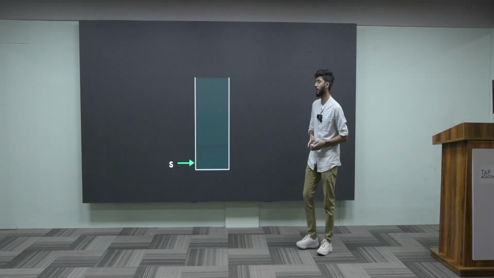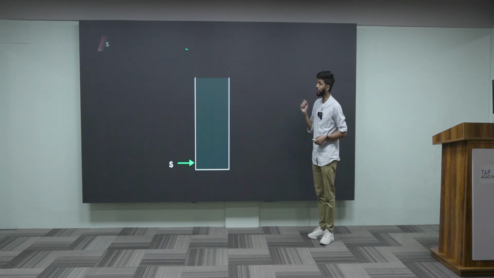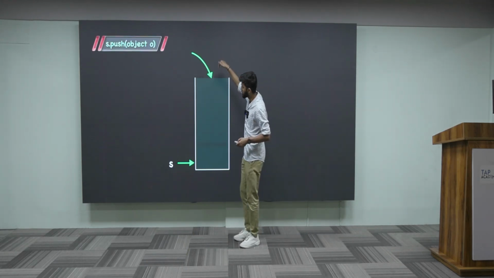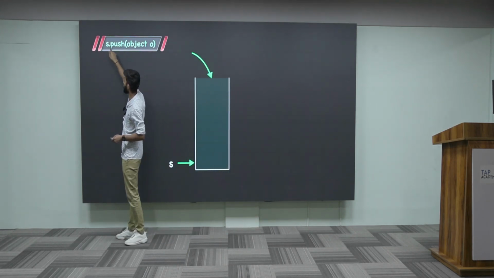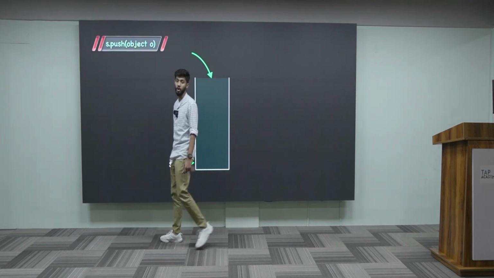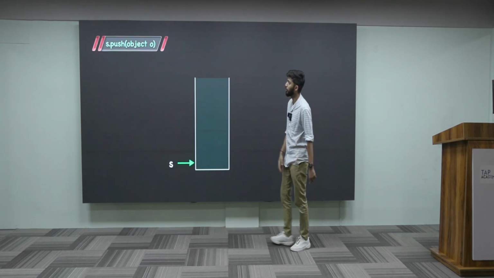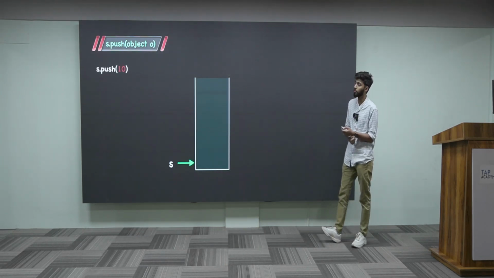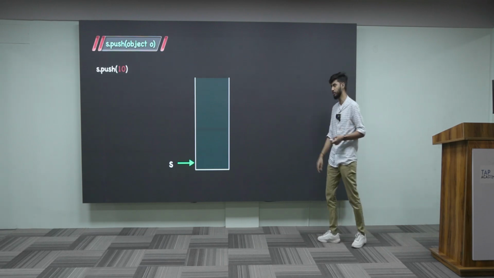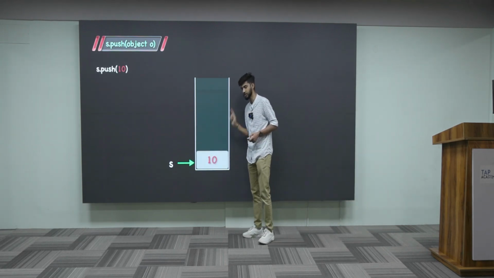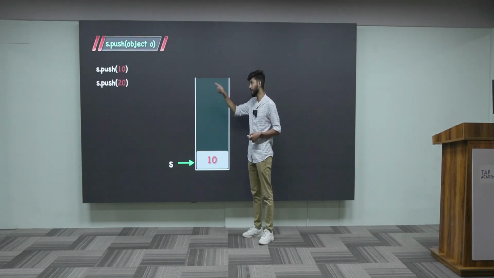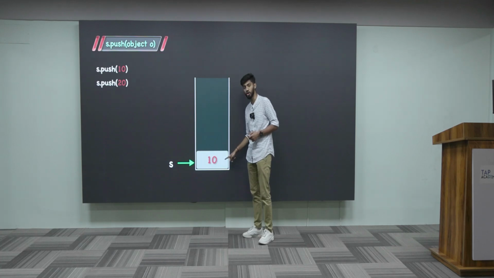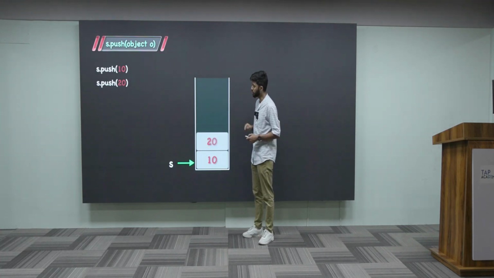Let's assume that I am referring to this stack as S. If I want to push anything inside this stack, all I need to do is say S dot push. S is nothing but the name of the stack. I will say push and the object I want to push. A simple example: S dot push 10. What happens is 10 gets pushed into this stack. I want to push another element, so I will say S dot push 20. So 20 gets pushed into the stack, and it will always be on top of 10.